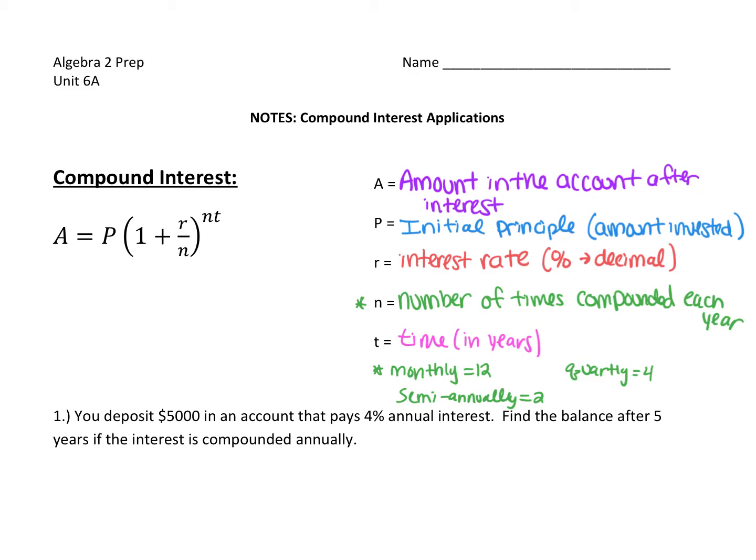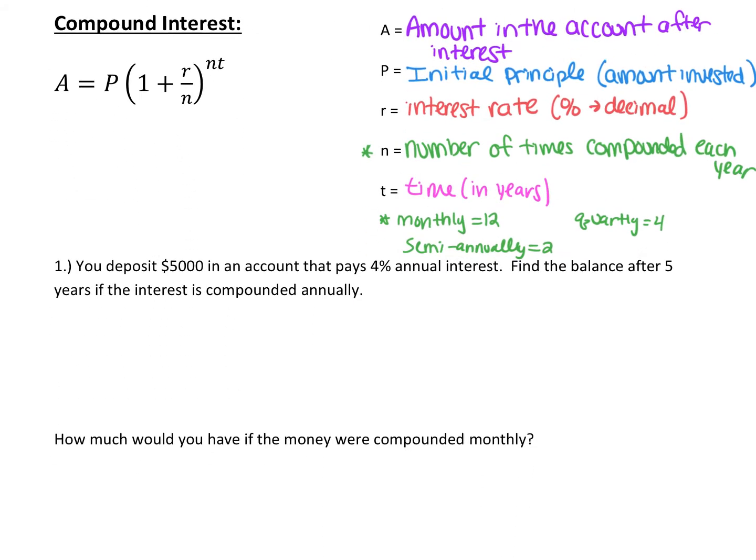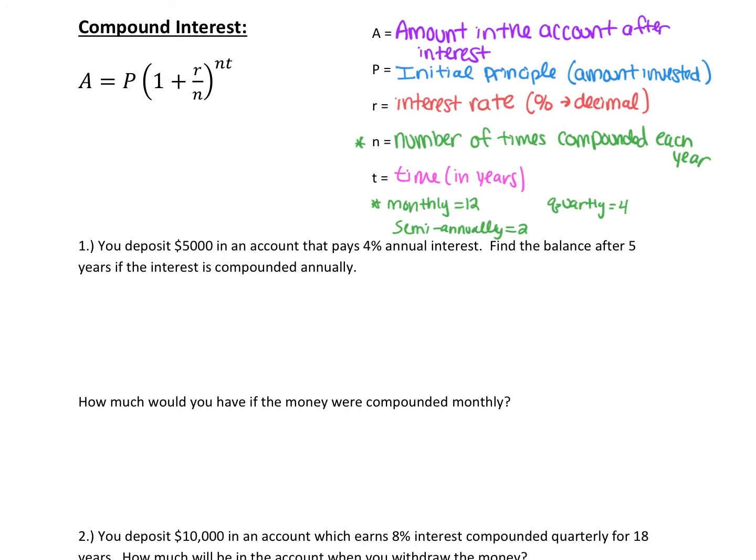All right, so now that we know all this, let's give this a try with an equation. So it says if you deposit $5,000 in an account that pays 4% annual interest, find the balance after 5 years if the interest is compounded annually. All right, so I'm going to label my key things. So my principal is $5,000. My rate is 0.04, because again, we got to take that 4 and move the decimal point over 2 times. My N is going to be once, because it's compounded once a year. And my T is going to be 5 years.